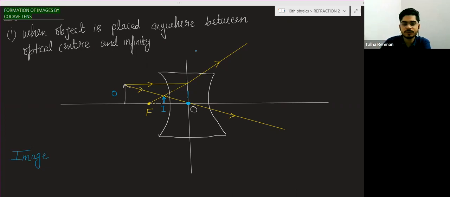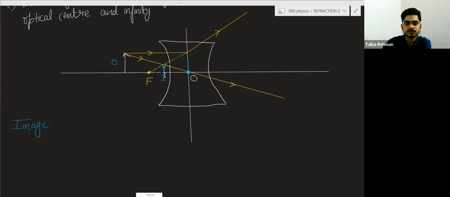So we already know that you can put the object anywhere, and the image is smaller than the object. Very good. Always the concave lens will produce the image virtual and erect, and we can also see from the diagram. So nature of the image will be virtual and erect.